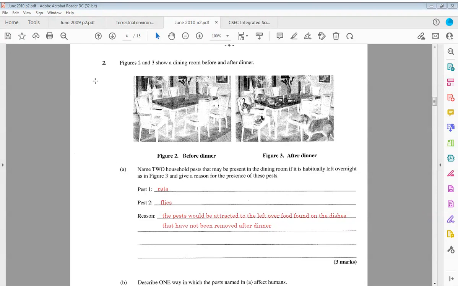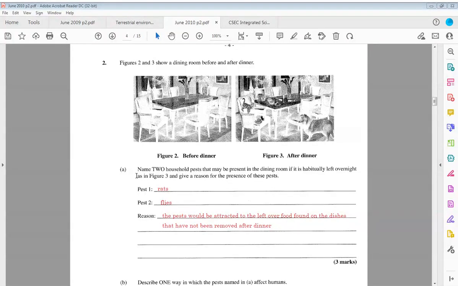They're showing us figures 2 and 3, showing a dining room before and after. Just in case you can't see it properly, before, the room is very clean. After, you're seeing that the dishes are still there, which I assume are dirty dishes because this is after dinner. So the space wasn't cleaned.